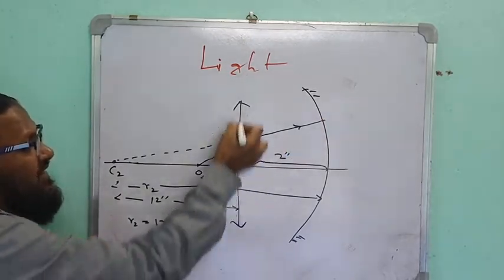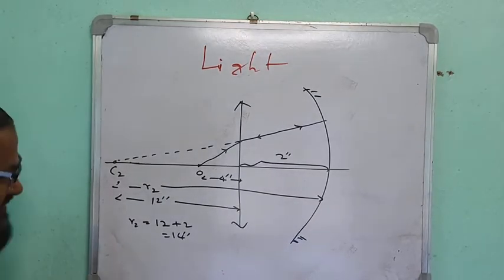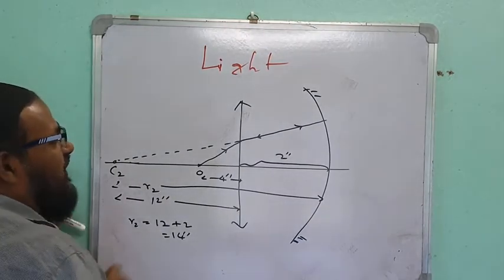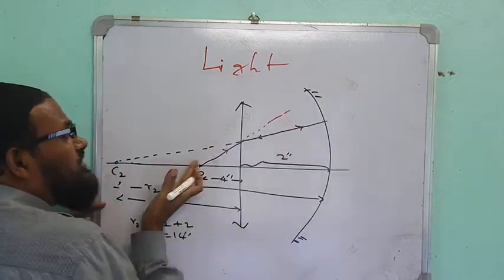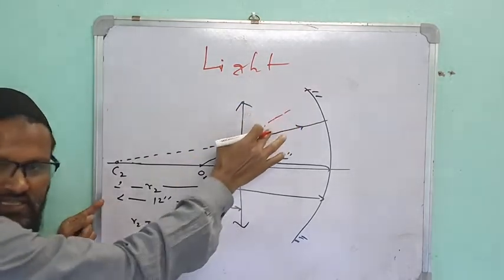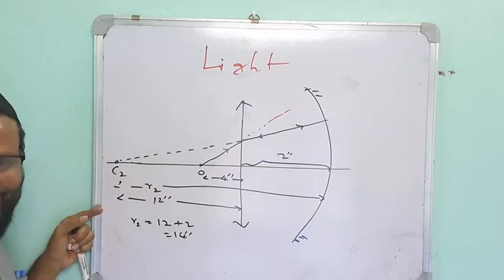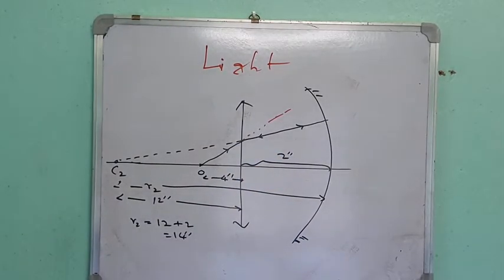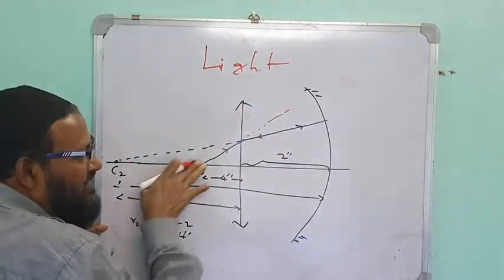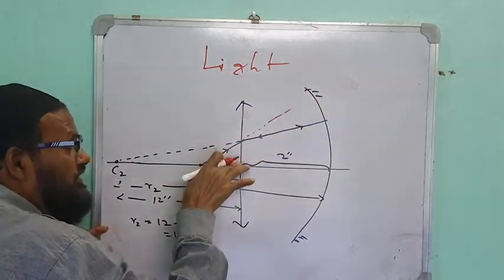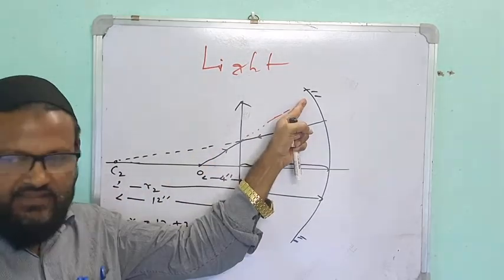What is this lens? Convex lens, converging lens. What is the character of converging? I am showing here. What is the original path? The original path is this. It goes like this. In that case, no deviation. If it goes this side, diverging character; if it goes this side, converging character. Is it clear or no? This is the original path. If the lens is not here, light will pass like this. In which condition? Can you tell me?